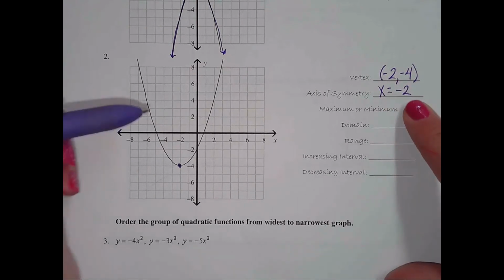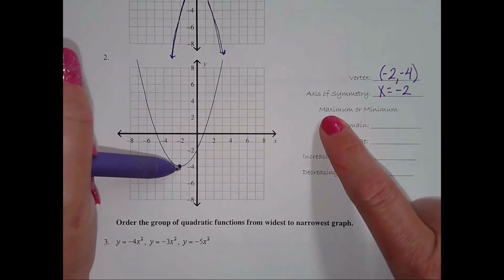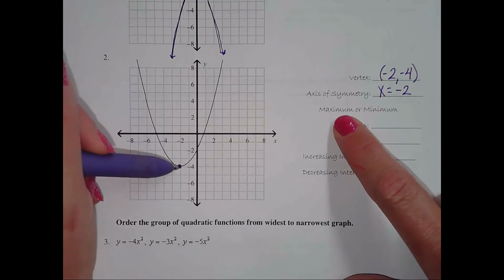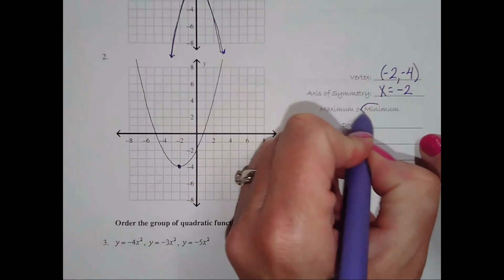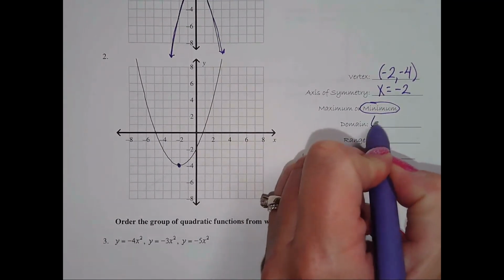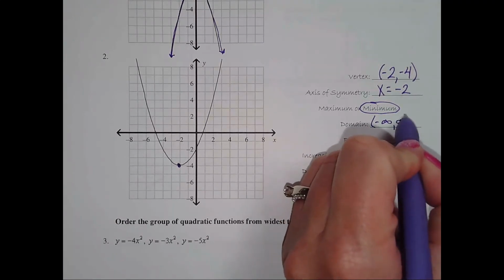Okay, then it wants to know, is your vertex a minimum or a maximum? Well, this is the lowest point, so that is a minimum. Then you need to do the domain and the range. Domain never changes. It's negative infinity to positive infinity.